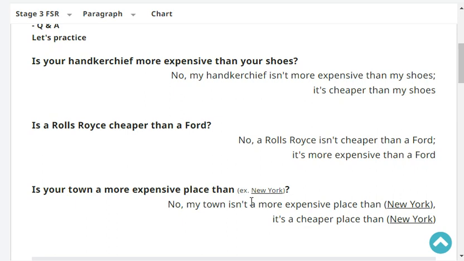Is a Rolls Royce cheaper than a Ford? No, a Rolls Royce isn't cheaper than a Ford. It's more expensive than a Ford.